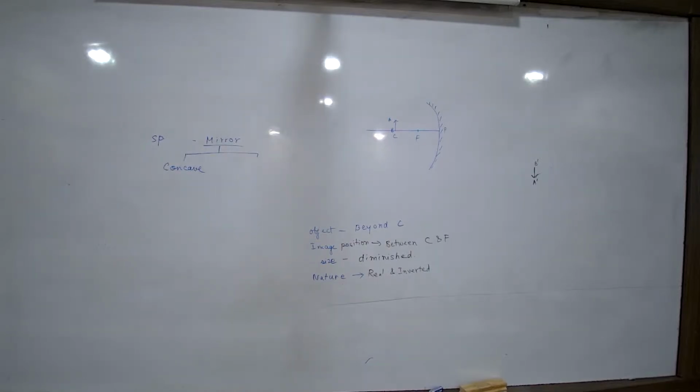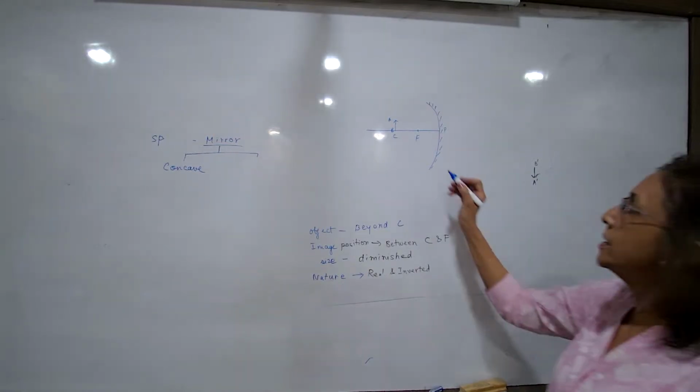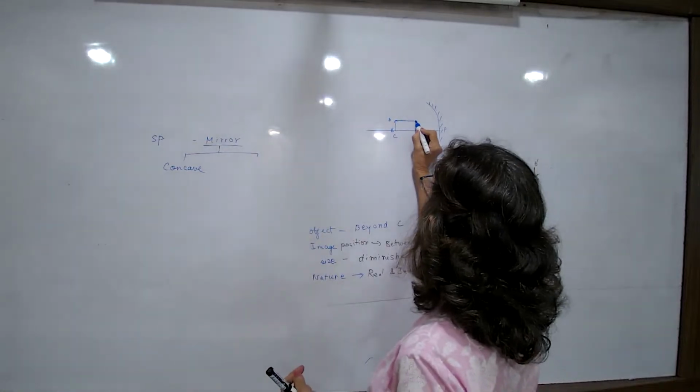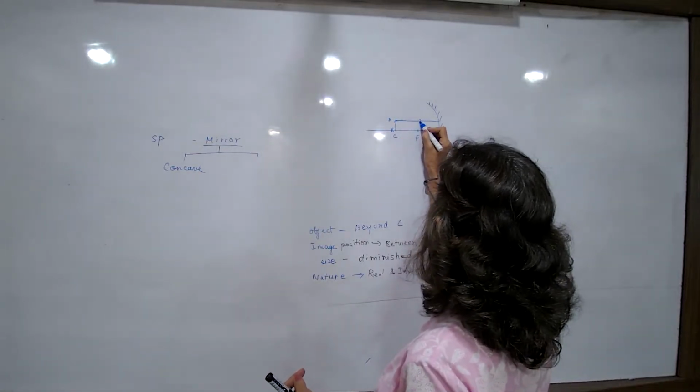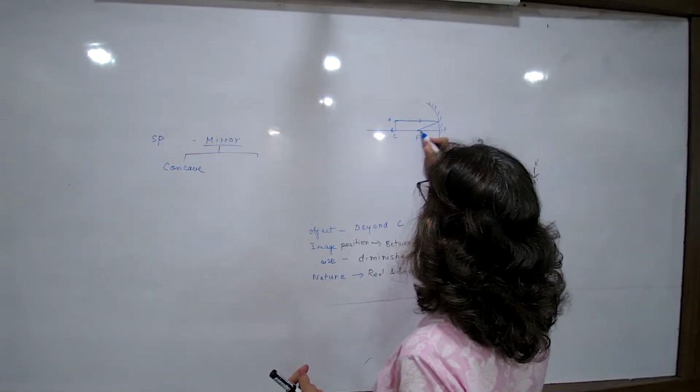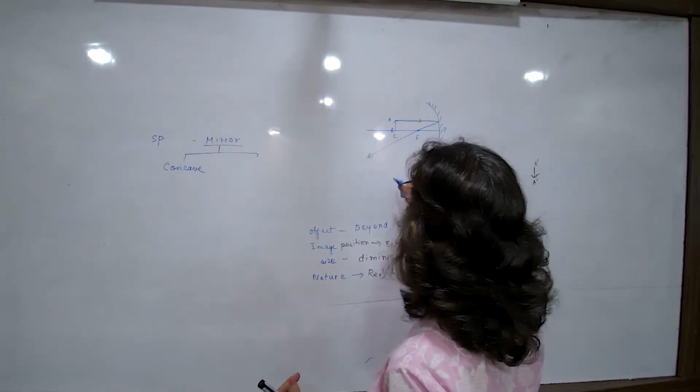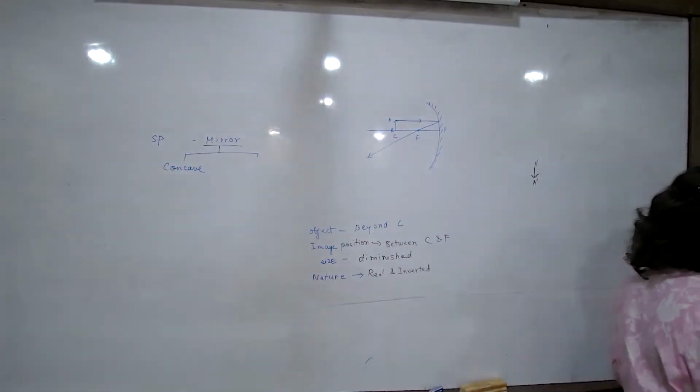Okay. What do we do now? Which ray will we take? Incident ray going parallel to the principal axis. After reflection, it passes through F. Let's do it. Incident ray parallel to the principal axis. After reflection, coming to F.